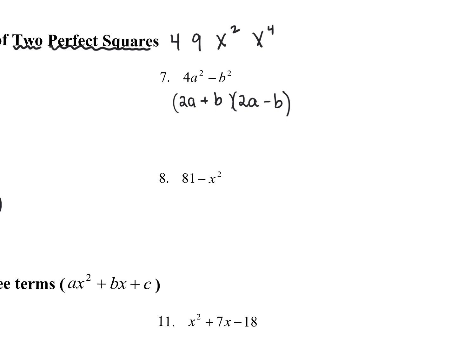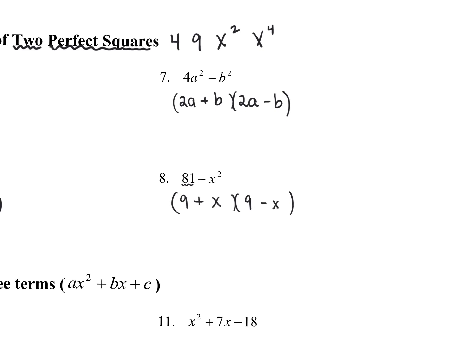All right, and the last question, again, it looks a little bit different, but it's still dots because I still see two terms, perfect squares with a minus sign. But 81 comes first, so just make sure that you have 9 and 9. Signs are opposite, and x squared is x and x.